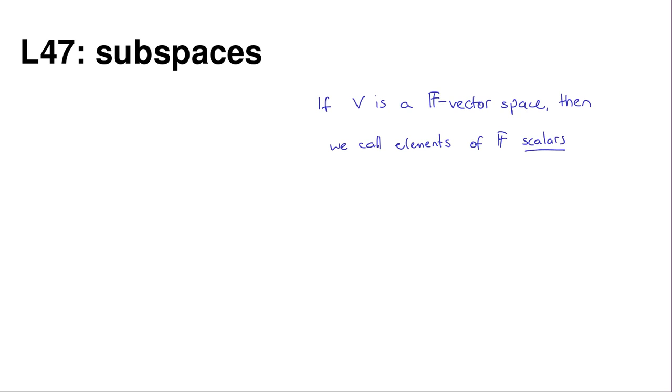But before we do, I want to introduce just a little bit of terminology about vector spaces. So if V is a vector space over the field F, so an F vector space, then we call elements of the field F scalars. And that's because those are the things which you can scalar multiply by.